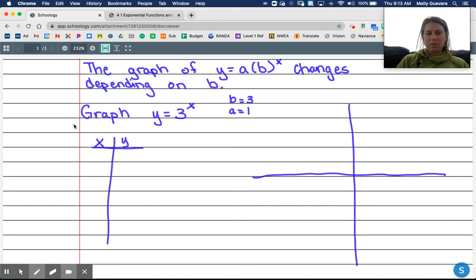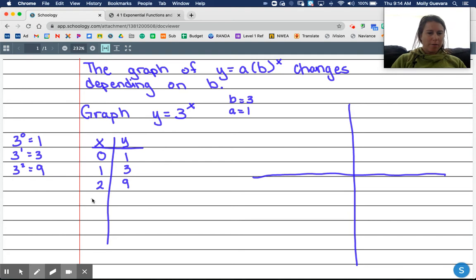Wasn't very straight, but that's okay. And we go down the list, right? If I plug in 0 for x, that gets me 3 to the 0. Well, anything to the 0 is just 1. So that gives me a point of 0, 1. If I plug in 1, it gets me 3 to the 1, which is just 3. If I plug in 2, it gets me 3 squared, which is 9.